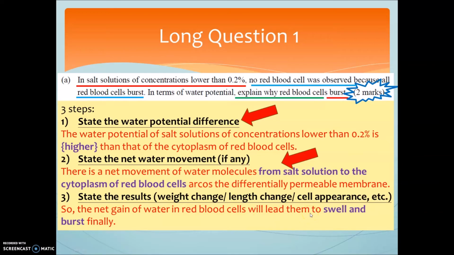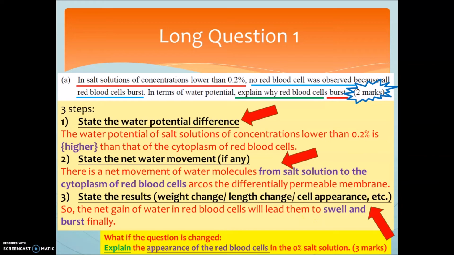And actually, I would like to change something. What if the question is changed to explain the appearance of the red cell in the 0% salt solution? Actually, most likely they're the same, but I do not tell you the appearance of the red cell. I do not tell you they burst. And I want you to tell me what the appearance is. So there will be 1 more mark. It will not be 2 marks anymore because you need to go through steps 1, 2, 3. So that's the 3 steps for the osmosis question, and I explained it once more in part A.